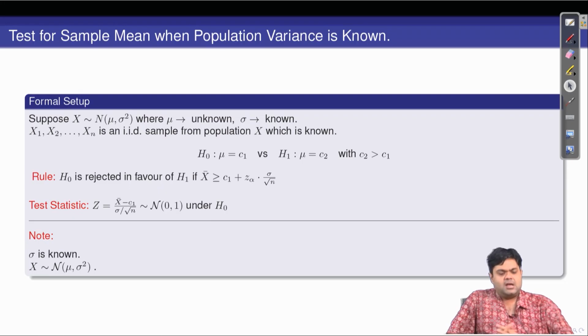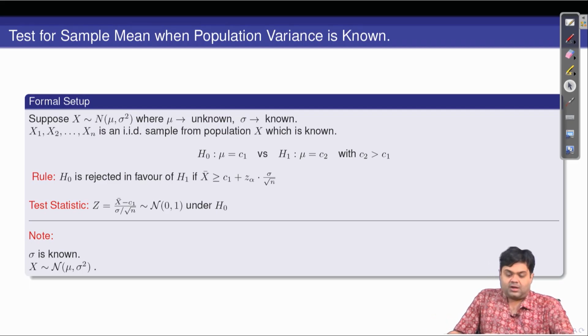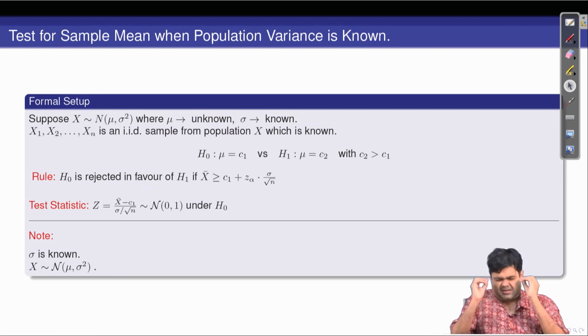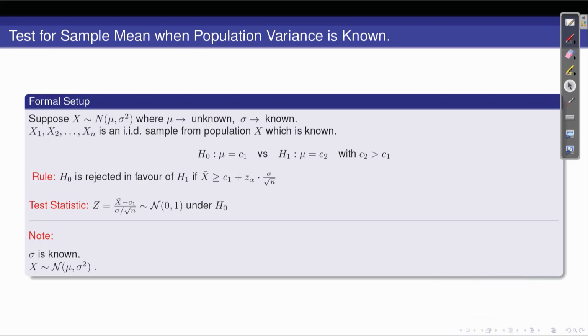Now let's draw an IID sample x1, x2, xn from a normal mu sigma square population where mean mu is known and variance sigma square is unknown. So mean mu is known and variance sigma square, sorry, please cut, I will start again.